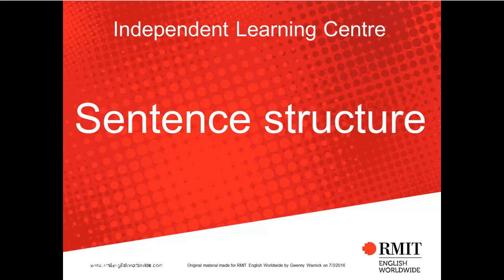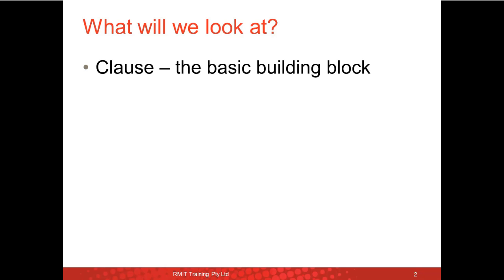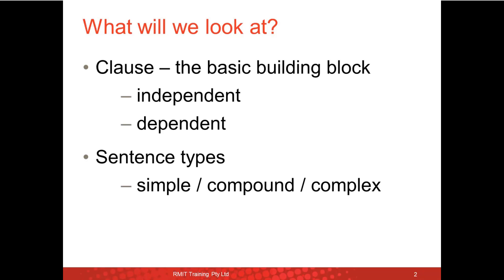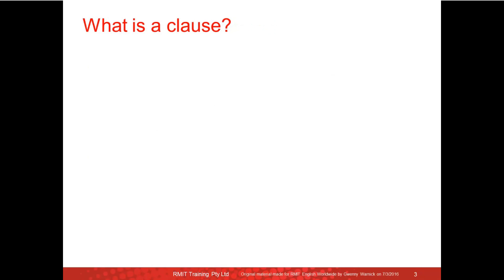Welcome to today's Independent Learning Centre video, which is on a topic that we receive a lot of requests for support about: how to correctly form a sentence. We'll cover what clauses are. These are the basic building blocks of all English sentences, and there are two types, independent and dependent. And we'll look at the sentence types in English, which include simple, compound, and complex.